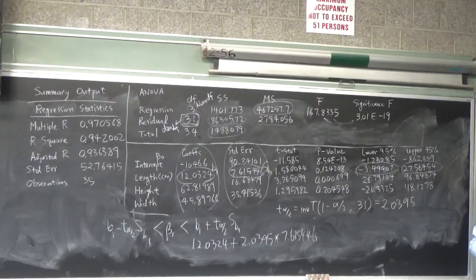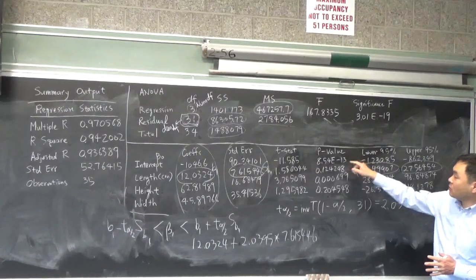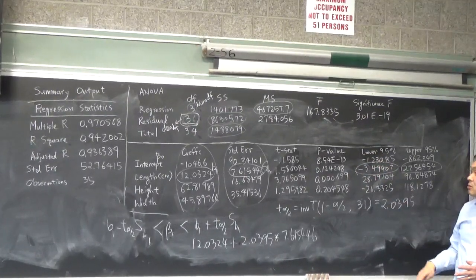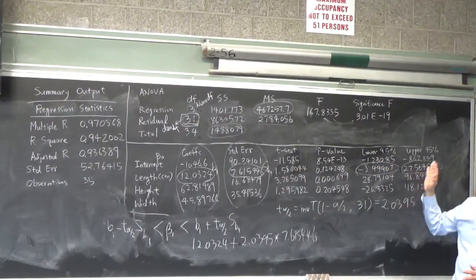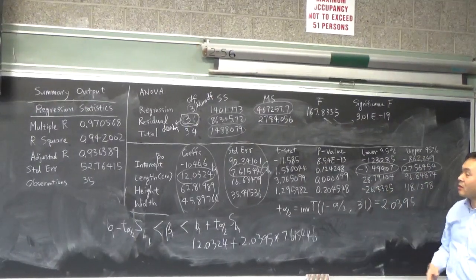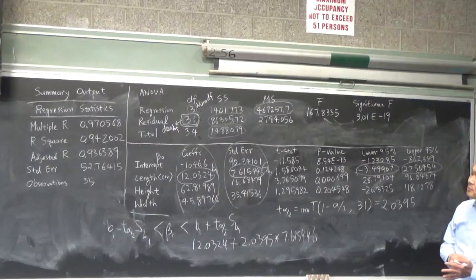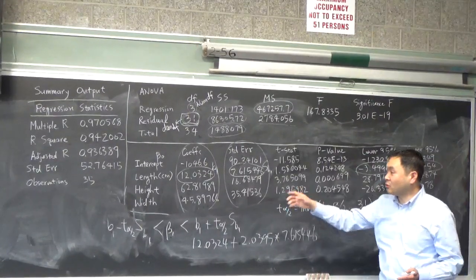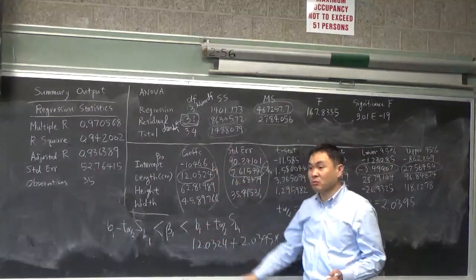So by being able to fill in the missing information, you can have a better understanding of how this report is generated, and from there you can have a better judgment of how useful your multiple regression is. Okay?